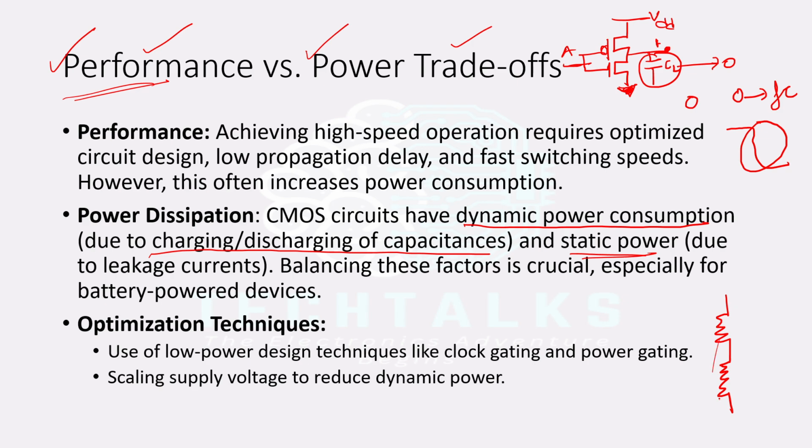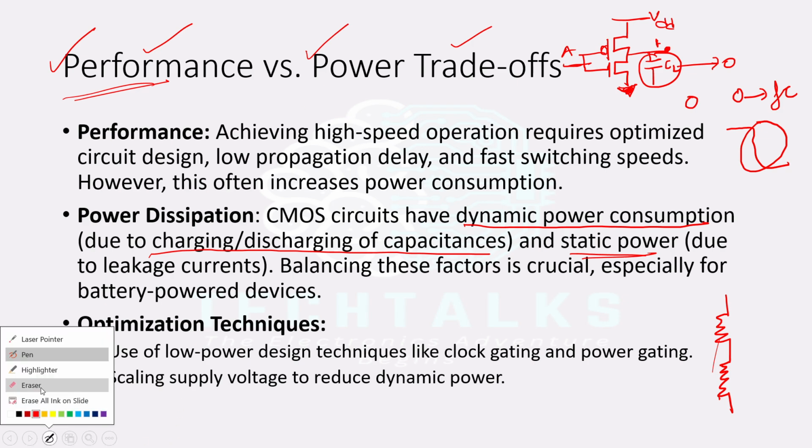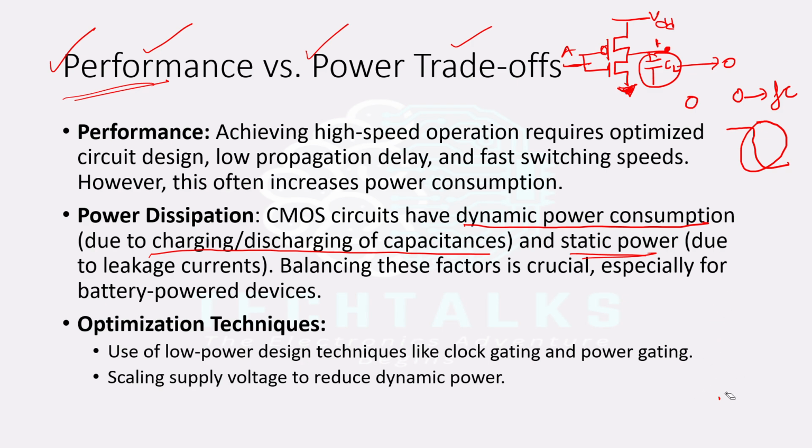So this can be static power consumption, and one more static power consumption is due to leakage currents. What is leakage current is, even if your MOSFET is off, it will conduct a few milliamps or microamps of current through it, which will lead to the static power consumption.